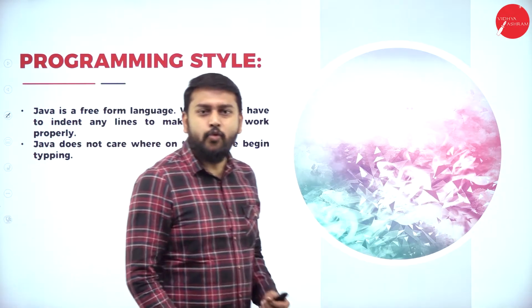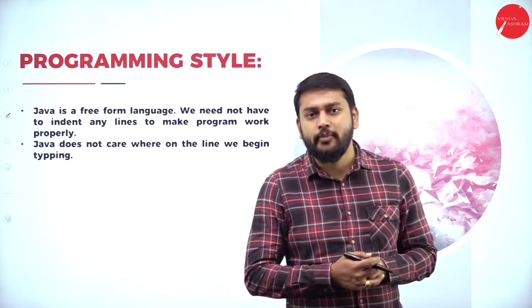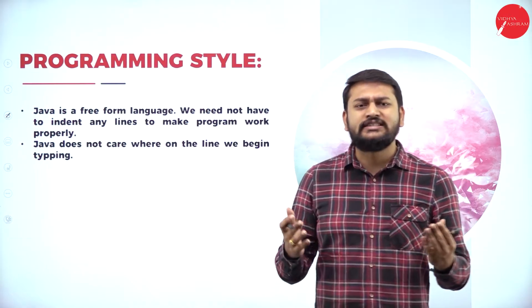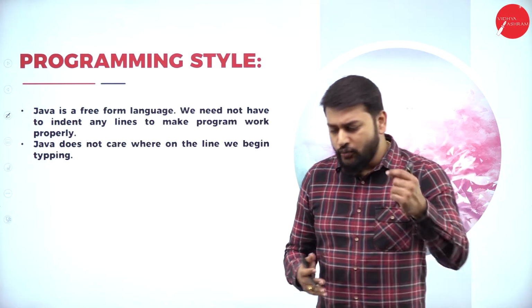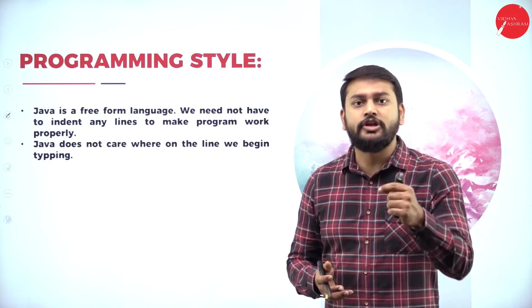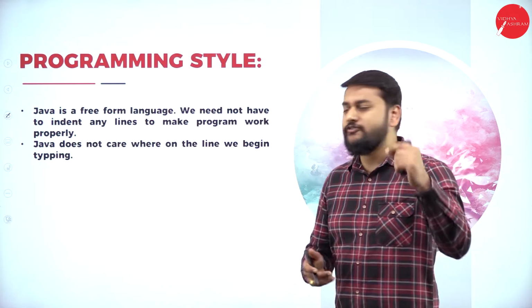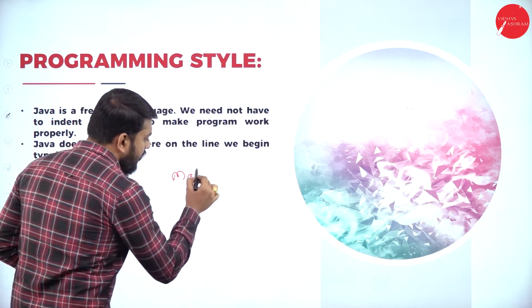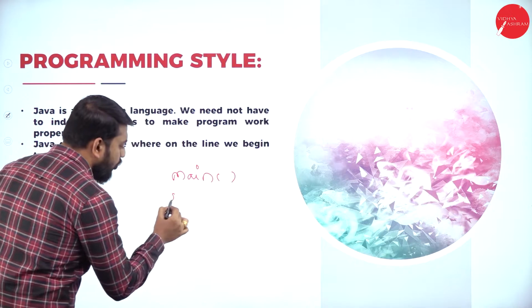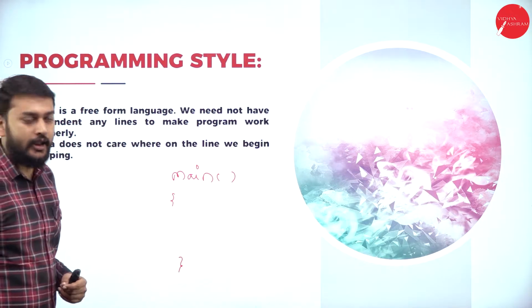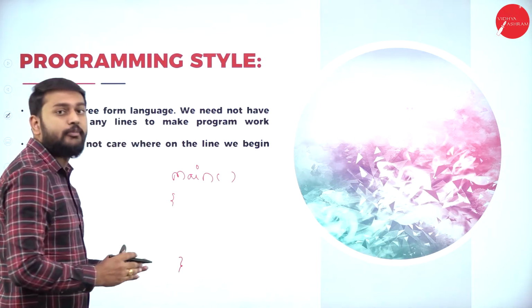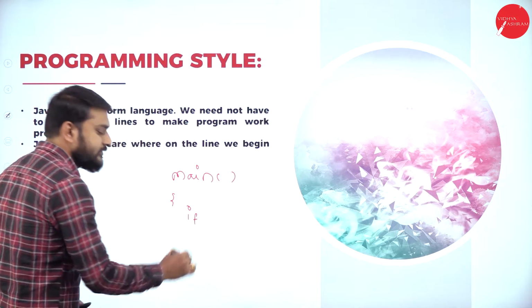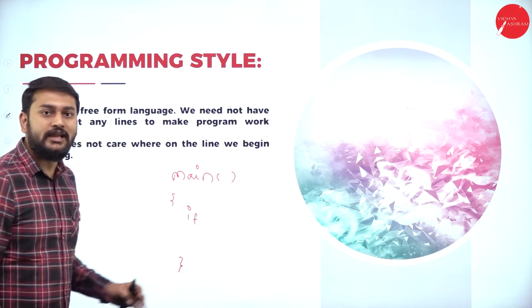Programming style. What exactly is programming style all about? They speak about indentation mainly in this topic. What exactly are indentations? You would have come across them with respect to the C programming language. Say for example, I'm writing a program something like this. Main, this is a main function, and then I'm opening a flower bracket and closing a flower bracket. Suppose I want to start my line, I should start after this flower bracket, like this. This is what I will call an indentation.